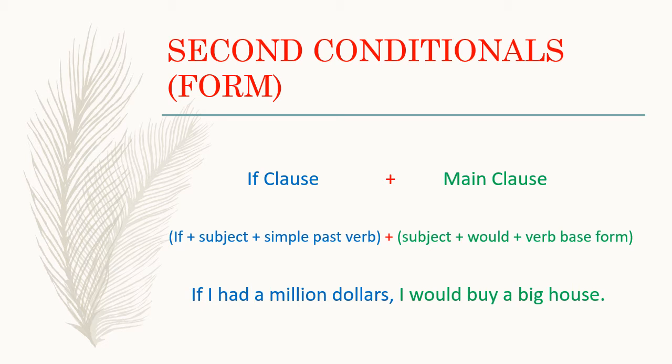Okay? But let me explain first: in the if clause, we have if plus subject plus simple past verb. The simple past verb there does not mean that the action is finished. Please take note of that again. Again, in the if clause, we use a simple past verb. But the meaning of the simple past there is not that the action is finished. In English, that is what we call the subjunctive form of the verb, where the past form is used, but what it expresses is imagination.